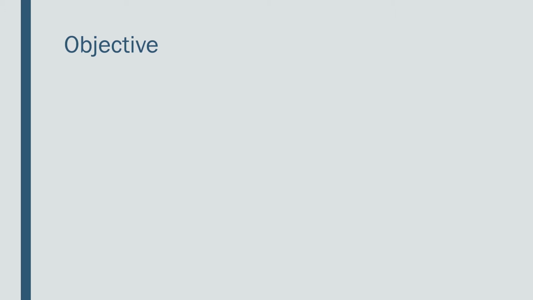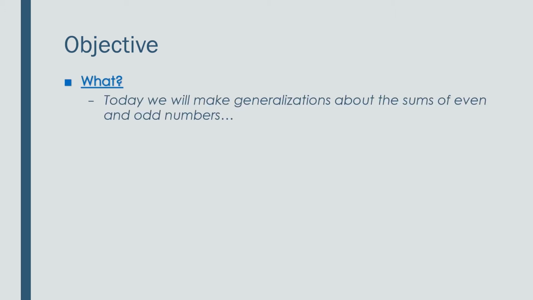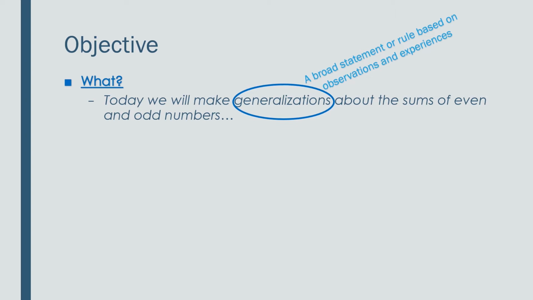So what are we going to do today? It says we are making generalizations. The word generalization means that we are coming up with broad statements or rules based on our observations and experiences. The objective says that we will be making those rules about the sums. I know that that is a total when we add. And we will be thinking about even and odd numbers that we learned about earlier this week. I wonder how we will be making these generalizations.